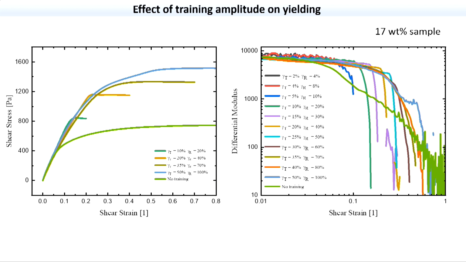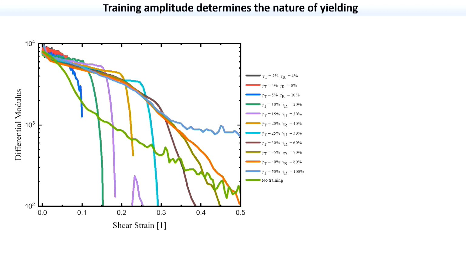And here also, you get the same kind of data. So if I plot it this way, with differential shear modulus on the y-axis in a linear scale, what I was trying to point out is that you can clearly see that for an intermediate strain amplitude, you get this drastic yielding, where the differential modulus drops very rapidly. But if your training amplitude gets larger and larger, the slope decreases again.